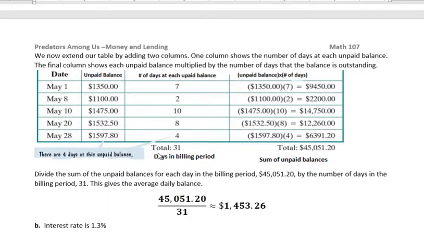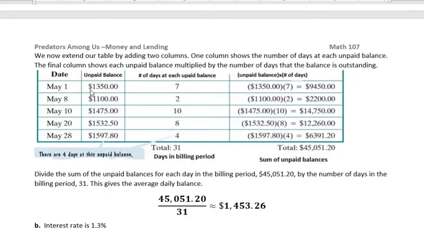So what you want to do is figure out the average daily balance. And to do that, you have to figure out the balance each day of the month. So the original unpaid balance that we're bringing forward is $1,350. And we say that that happens for 7 days because May 1st was the first day of the billing cycle and it goes up to May 8th. 8 minus 1 is 7. So for 7 days we had this balance. So we would multiply that balance times 7 and get $9,450.